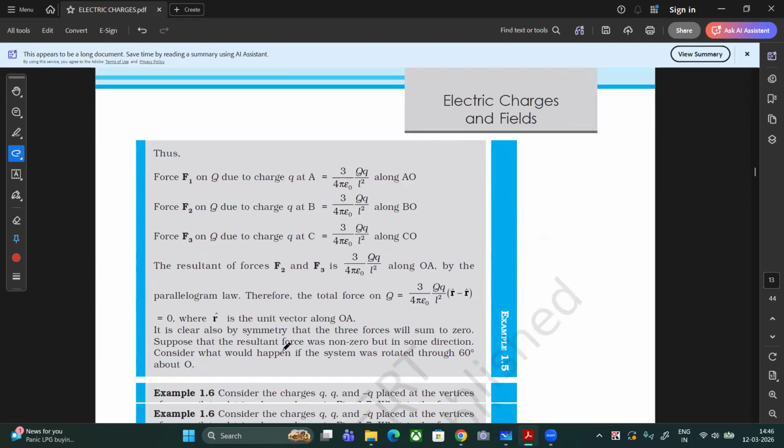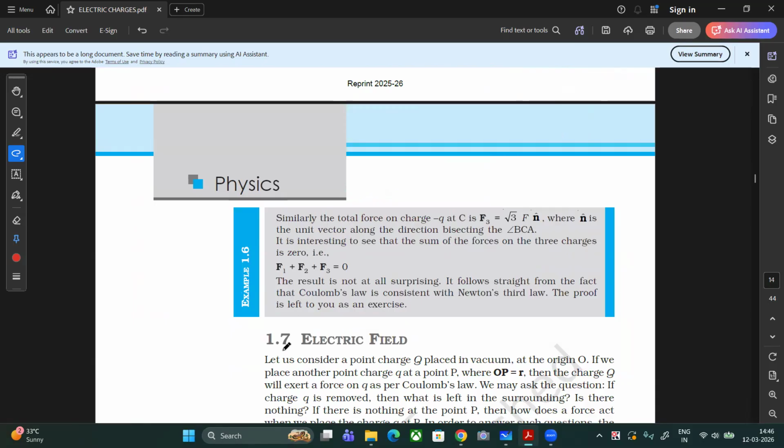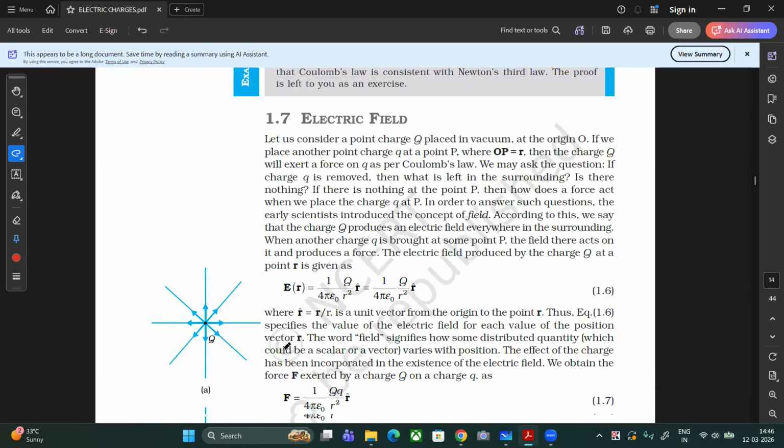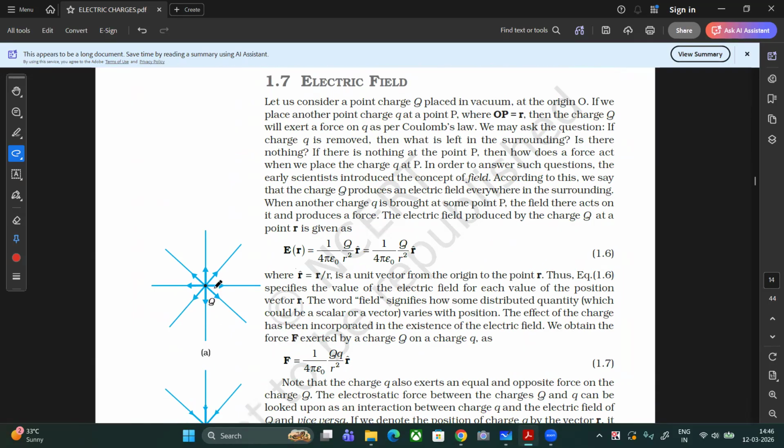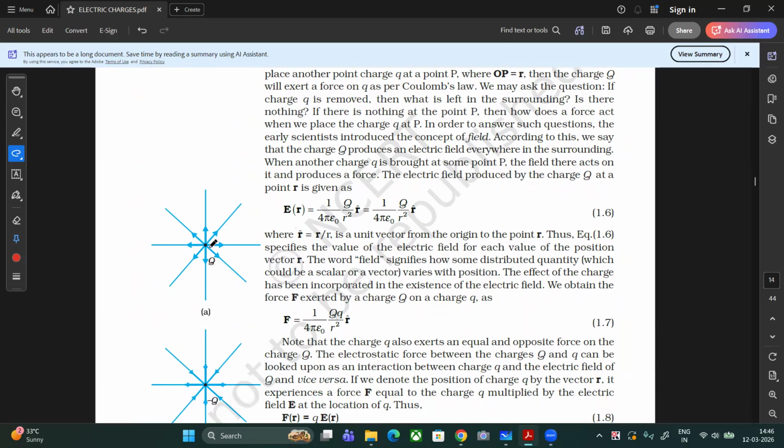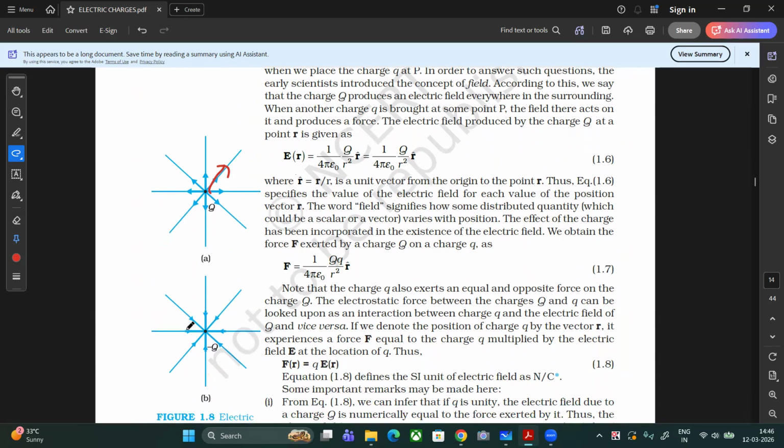Next topic is electric field. We completed Coulomb's law. Electric field is nothing but the invisible field that any charge has around it. A positive charge has an outward direction of electric field, and a negative charge has an inward direction of electric field. So definitely it exerts a force when a test charge enters the boundary of the charge. Either it will be attracted or repelled.